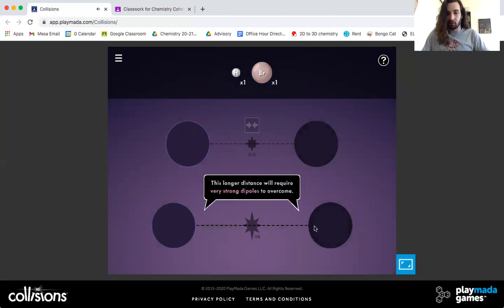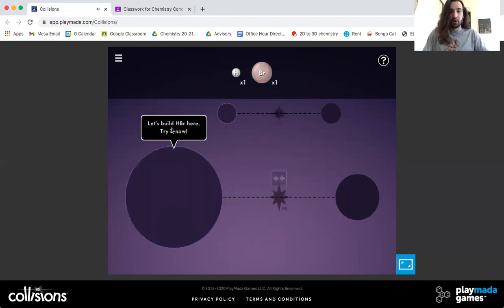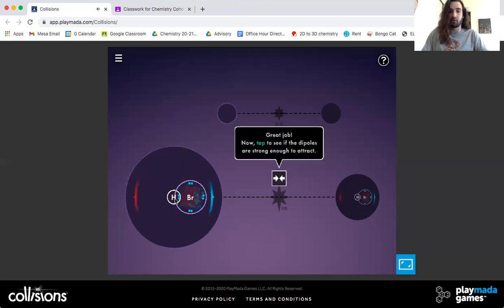The longer distance here requires very strong dipoles. Remember, a dipole is like a positive end and a negative end. The stronger the difference in electronegativity, the stronger the dipole. Let's think about that. All right, so we're going to compare hydrogen and bromine together. Remember, bromine's probably got a stronger electronegativity, so it pulls the electrons. So remember, electronegativity is how hard it pulls on electrons. Okay, we got a negative side over here. We got a positive side over here.